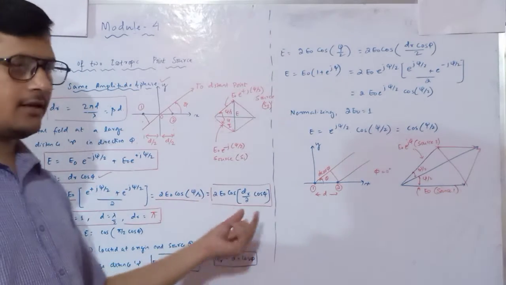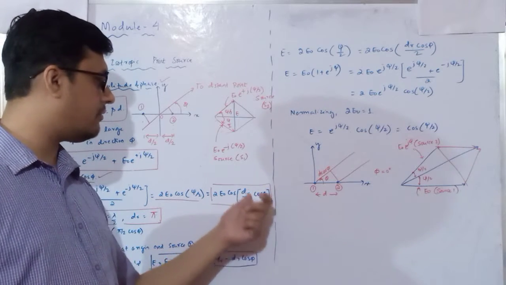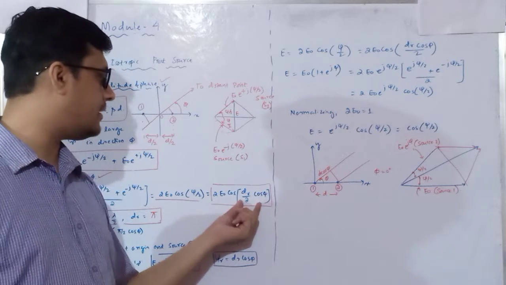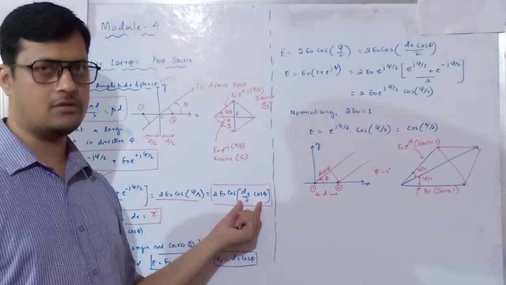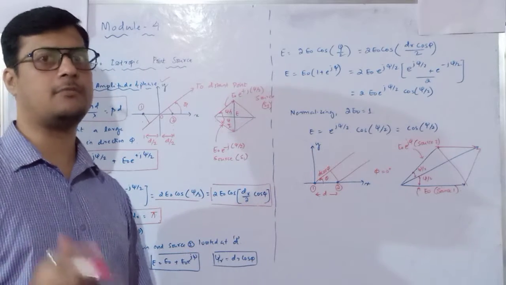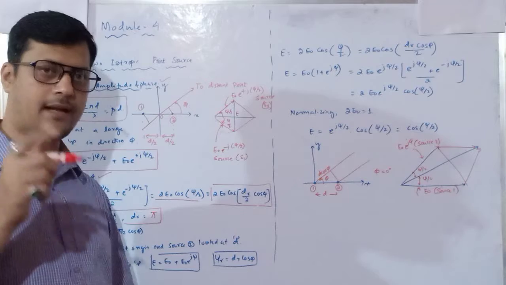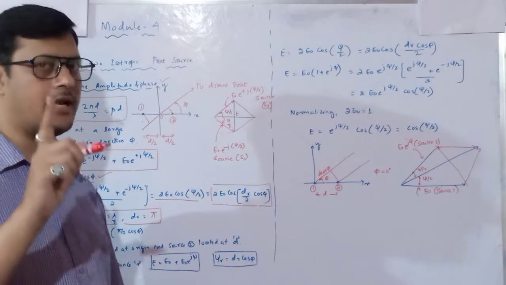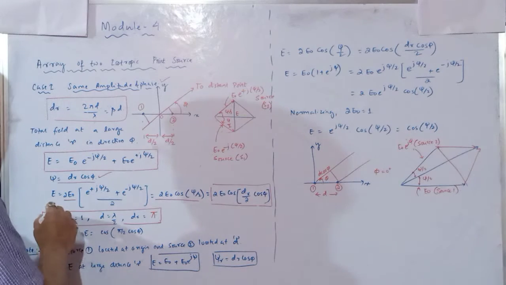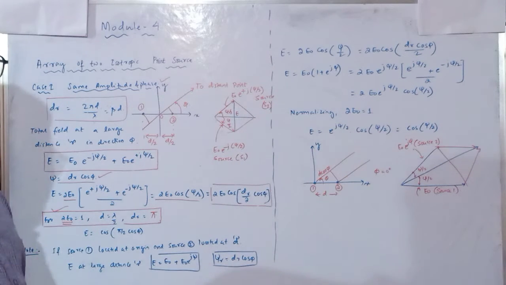So 2 E naught is the maximum amplitude, times cos of beta d by 2 into cos phi. When will this component have a maximum value? When the argument is 0, since cos of 0 is 1. For that, this phi term must be 90 degrees. Then only we will get this cos term as maximum, and the electric field will have the maximum value 2 E naught. For consideration, twice E naught is 1, the normalized condition.